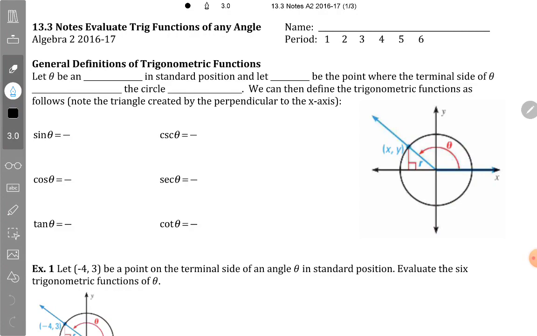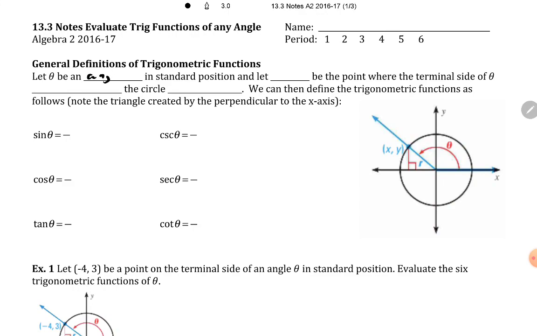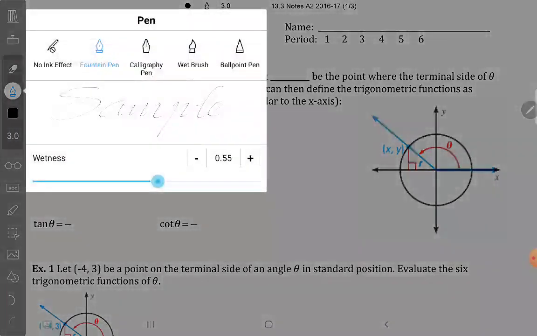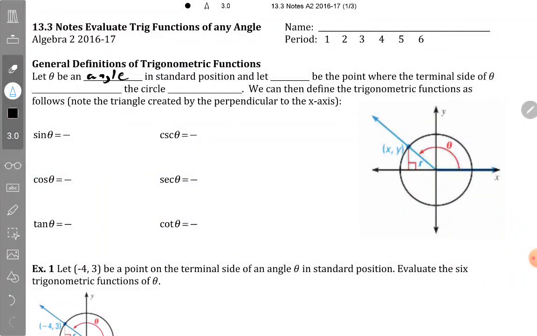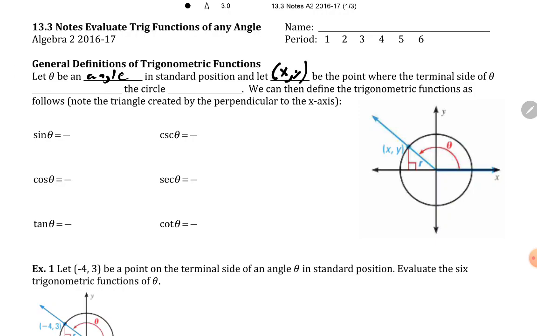We're going to evaluate trig functions of any angle. So let theta be an angle in standard position, and let (x, y) be the point where the terminal side of theta intersects the circle, the standard circle x squared plus y squared equals r squared.